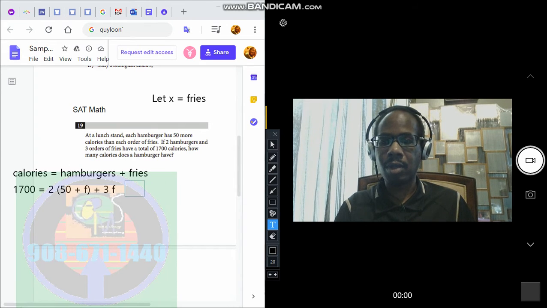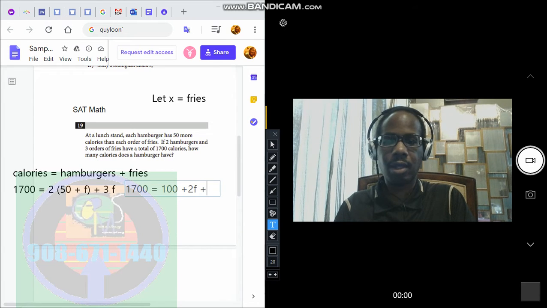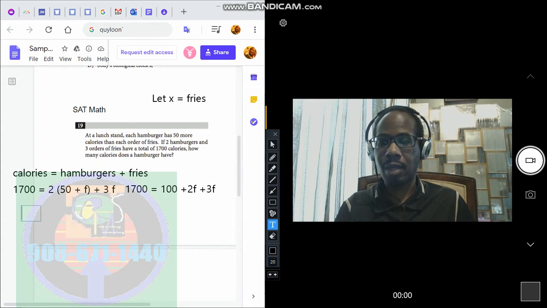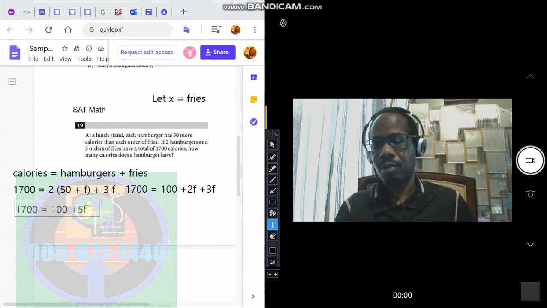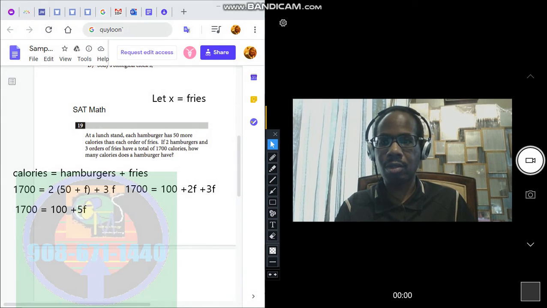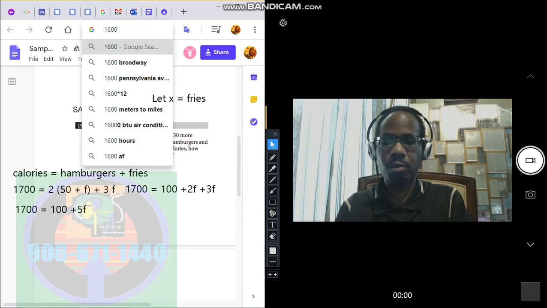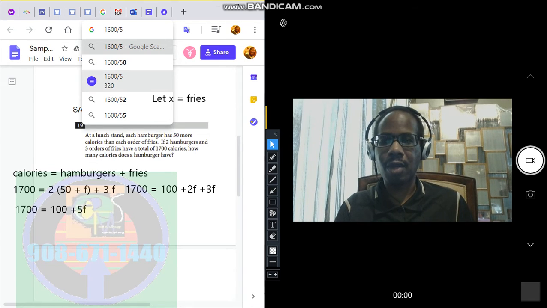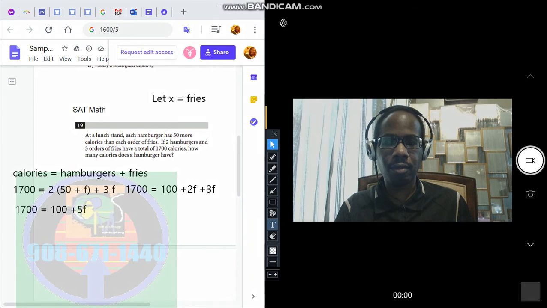So now let's simplify the equation. It would be 1700 equals 100 plus 2f plus 3f. Now if we simplify that, that would be 1700 equals 100 plus 5f. So now you can use any calculator if it's allowed on the test that you're taking. But in this case, it would be 1600 because we subtract 100 on both sides and divide by 5 to solve for f. And I have the result of f equals 320 calories.